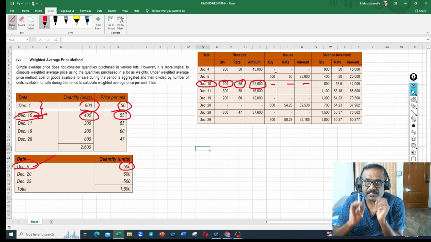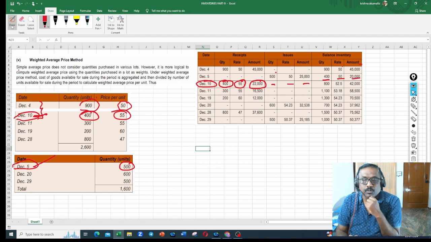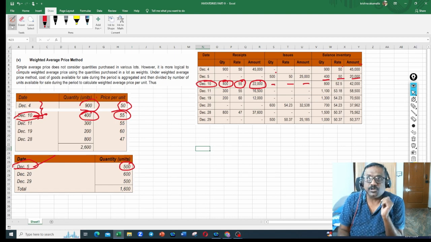Now we have to put the balance quantity. In the LIFO method, I said you need to show the previous quantity first. But in this method, we should not show it like that. How do we need to show it in weighted average? What was the previous closing balance? 400. The previous date's closing inventory was 400. How much did we purchase now? Another 400 we purchased.